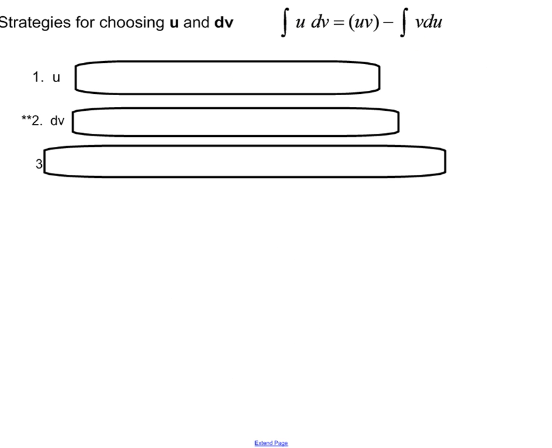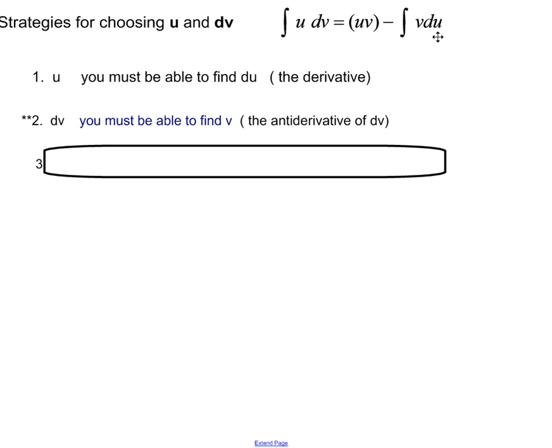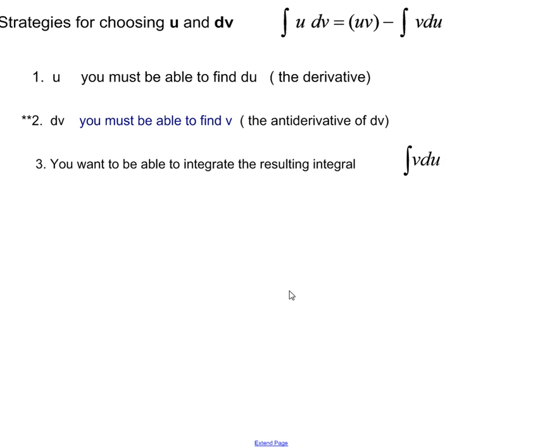So what I have next is what we've been talking about: when you're setting up integration by parts, you have to choose this u and this dv. When you choose u, it really doesn't make a huge difference because we can pretty much take the derivative of anything. You have to be able to find du. dv, that's the trickier one. You always have to be able to find v, which is the antiderivative of dv. And lastly, once you've set it up, you have to be able to, hopefully, integrate that v du. And if you can, then you can do the problem. So let's try one more.